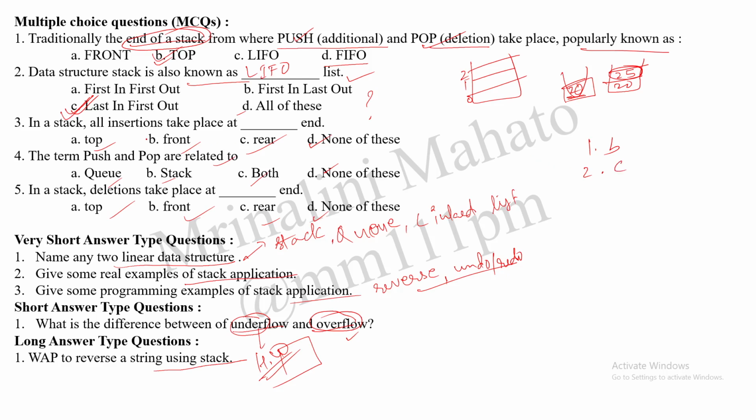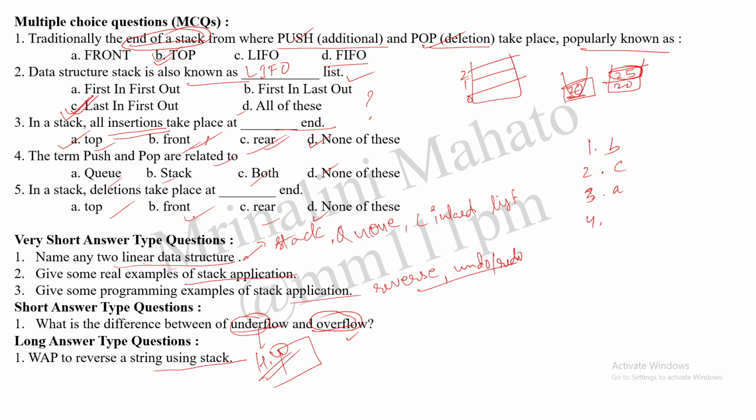Now 3, in stack all insertion take place at dash and which end? Blindly you can tell that top. Okay, front, rear we are using in the queue. Front and rear we are using in the queue, not in the stack. So 3A.